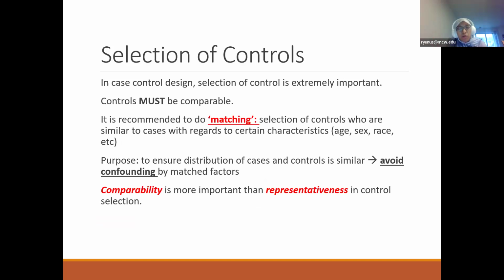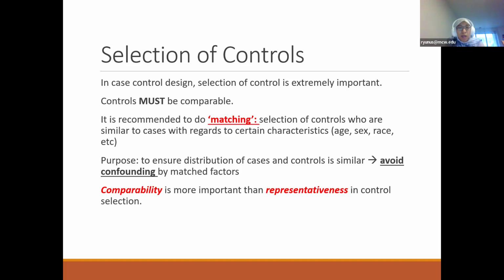And when you select your control, the first criteria that must be in your mind, or the first question that you have to ask yourself, is: are my controls comparable to my cases, right? So that's the most important criteria when you select control. You have to make sure that they are comparable. In other words, you must make sure that you're comparing an apple to an apple and not an apple to an orange, for instance.